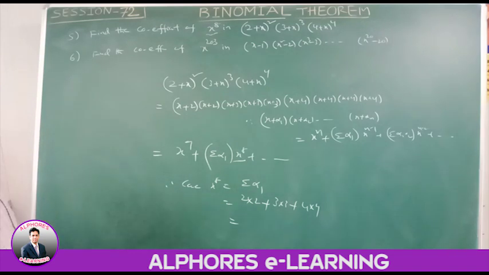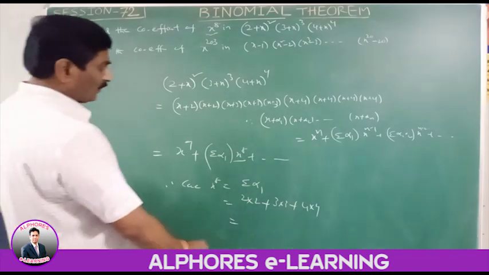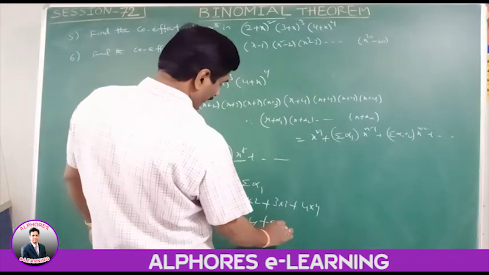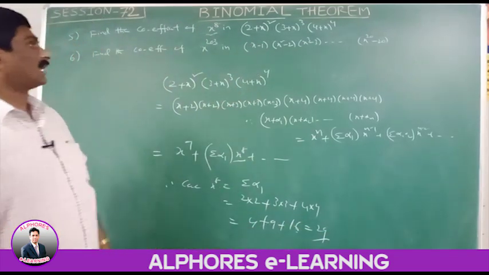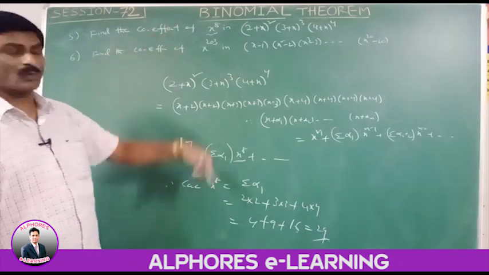Next, what is the value? 4 plus 9 plus 16. 25 plus 4 means 29. It is the required value. The coefficient of x power 8 in this expansion is 29.